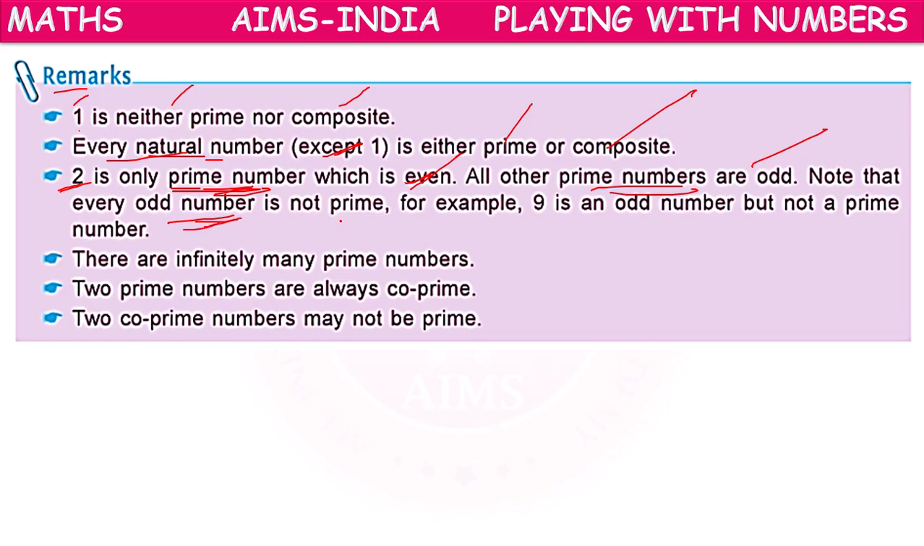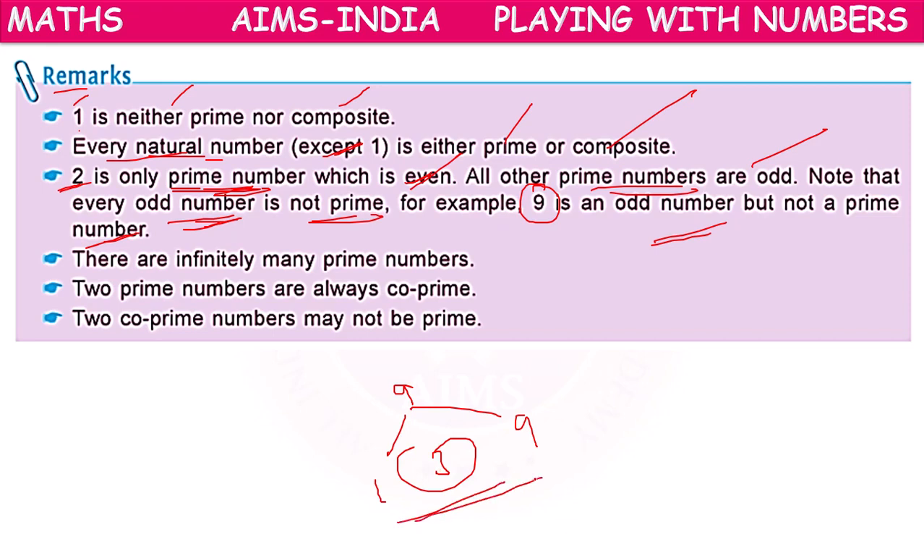Every odd number is not prime, because 9 is an odd number, but it is not a prime number. Why? Because for 9, along with 1 and 9, 3 is a factor. It has more than 2 factors. That's why it is not a prime number. How many prime numbers are there? Infinitely many prime numbers we have.